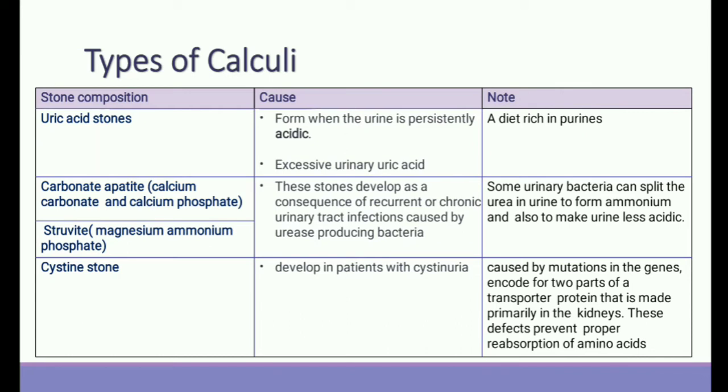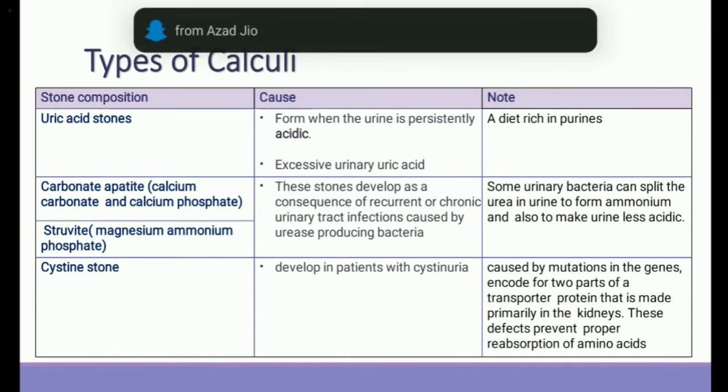Uric acid stones form when the urine is constantly acidic. Excessive urinary uric acid may be caused by a diet rich in purines. A diet rich in purines contains seafood, alcohol, and so on. That's all about the purine-rich diet.